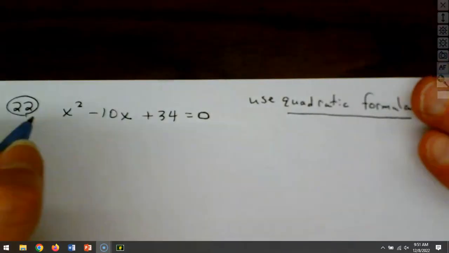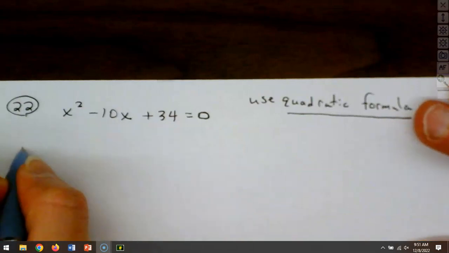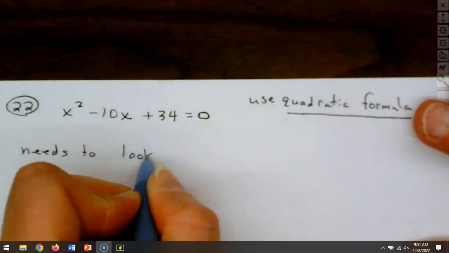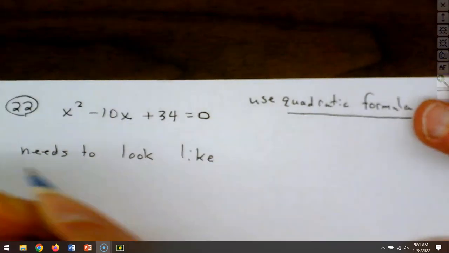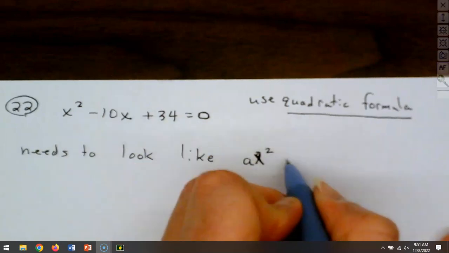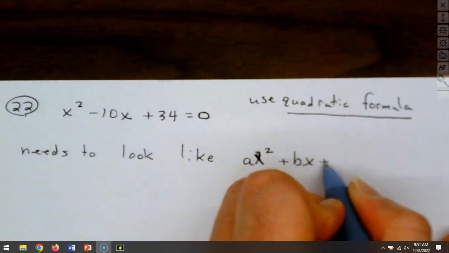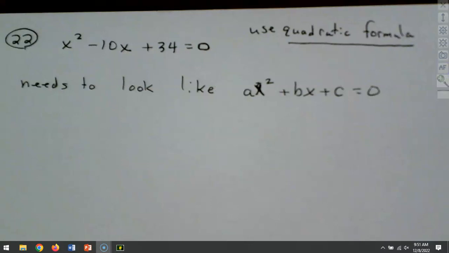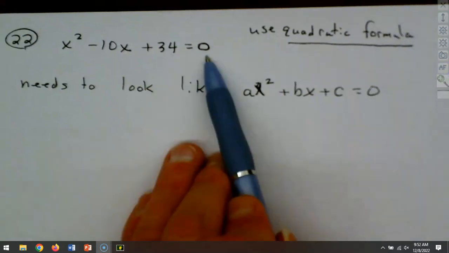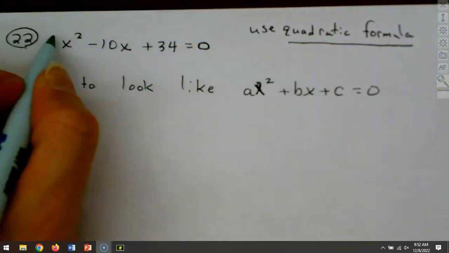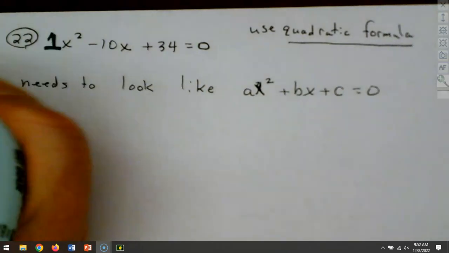So what's our quadratic formula look like? Well, it needs to look like this. To use the quadratic formula, it needs to look like this: ax squared plus bx plus c equals 0. Well, is ours in that form already? Yes. Now, if this 34 would have been on the other side, what would we do? Bring it over. Okay, but ours is there. If there's no number in front of the x squared, what do we add on? We add in the 1.